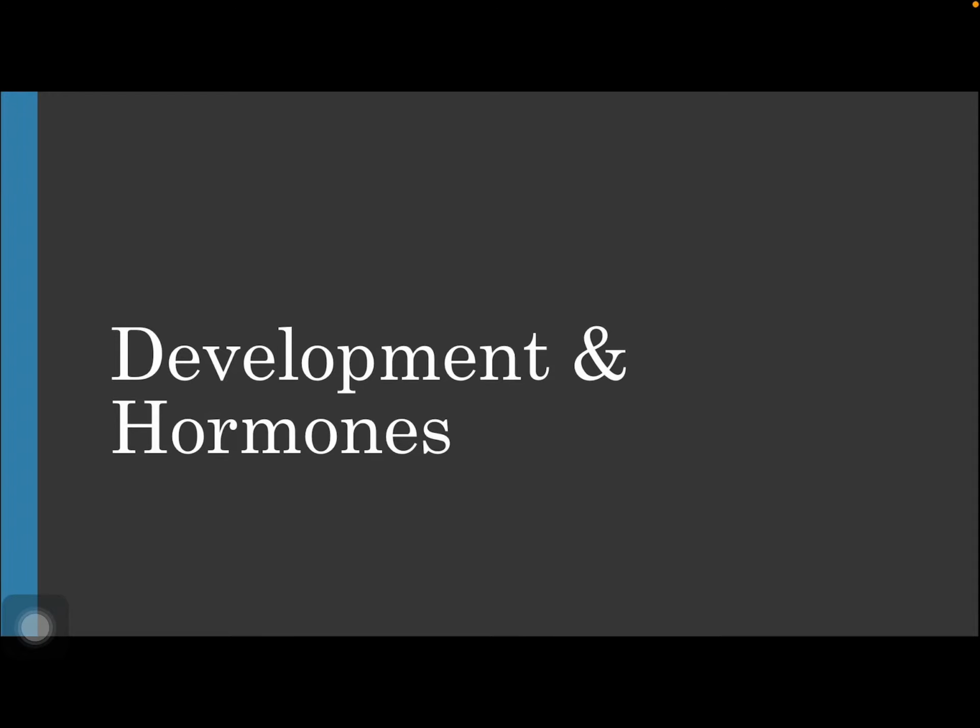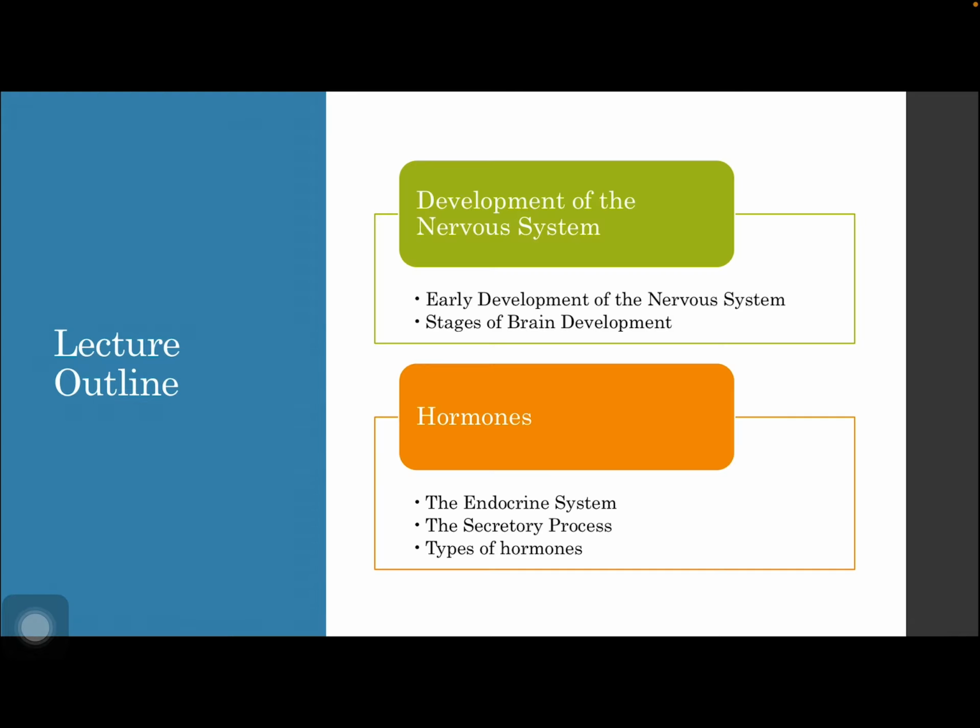So today we're going to talk about chapter 3, which is all about development of the brain and also how hormones factor into that. More specifically, we're going to talk about the development of the nervous system from the creation of a cell all the way to what we see as maturing brain development in utero and after birth. And we're going to talk about those stages of brain development. We're also going to touch on hormones.